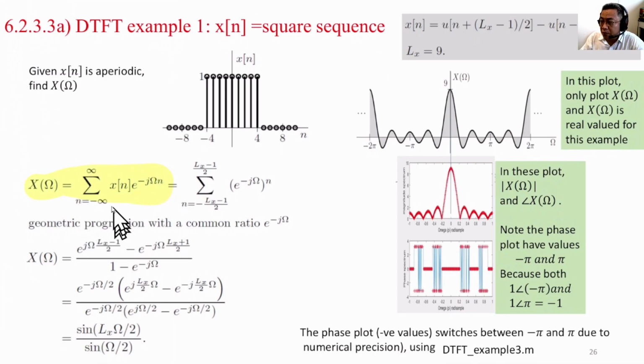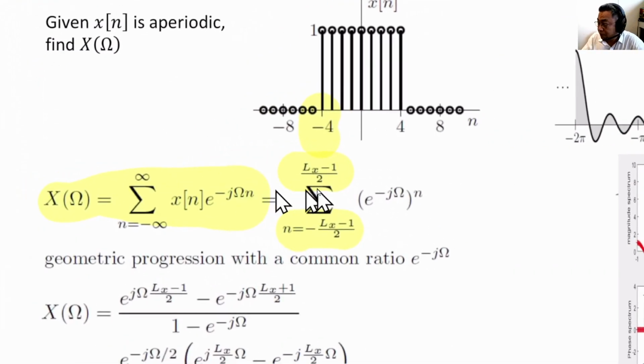We can use this equation directly by setting n from this position, -4, and the top one is +4, and we apply x[n], which is all value of 1, so we are basically summing e^(-jωn). So this is a finite sum of an exponential sequence.